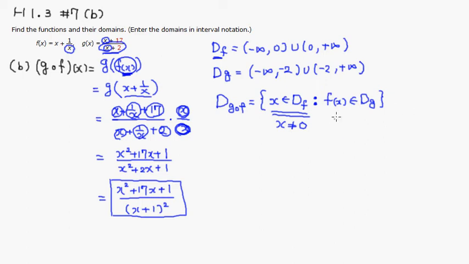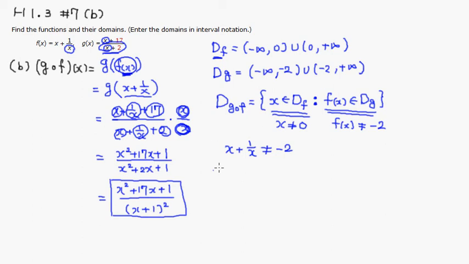All right, and what does this other part mean? It means that f of x has to be in the domain of g, which is all real numbers except for -2. So this just means that f of x cannot be equal to -2. So let's think about when f of x becomes -2. f of x is x plus 1 over x, and we don't want this to be -2.